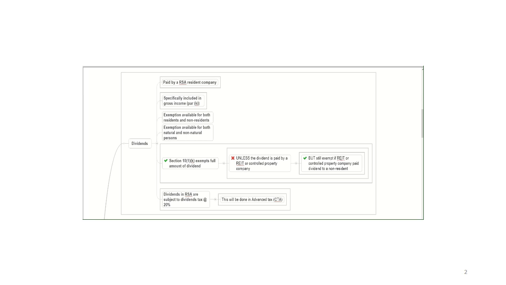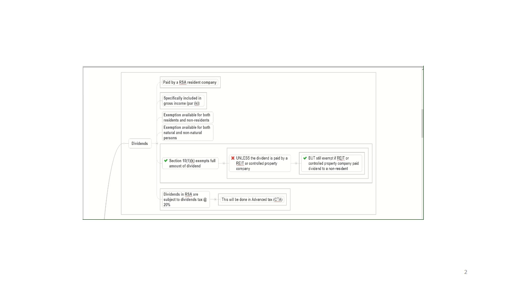The other exception to Section 10(1)(k) that you have to know, and this is not on the mind map, so please make sure that you add it in there, is if the dividend, the local dividend, is paid in the form of an annuity. Now, I don't know if you can remember, but when we looked at Section 10(1)(h), the interest exemption for non-residents, we said the same thing. If the interest to the non-resident is paid in the form of an annuity, they can't get the full exemption in terms of Section 10(1)(h). Section 10(1)(k) has the same rule.